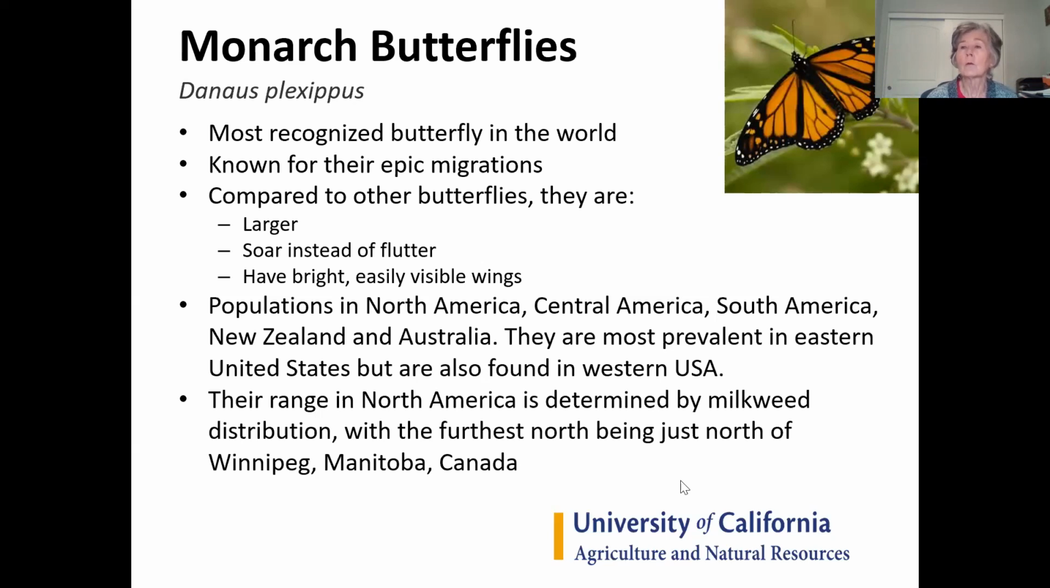Their range in North America is determined by milkweed distribution, which of course, as we talked about, the caterpillars need to feed on, with the furthest north being just north of Winnipeg, Manitoba, Canada.